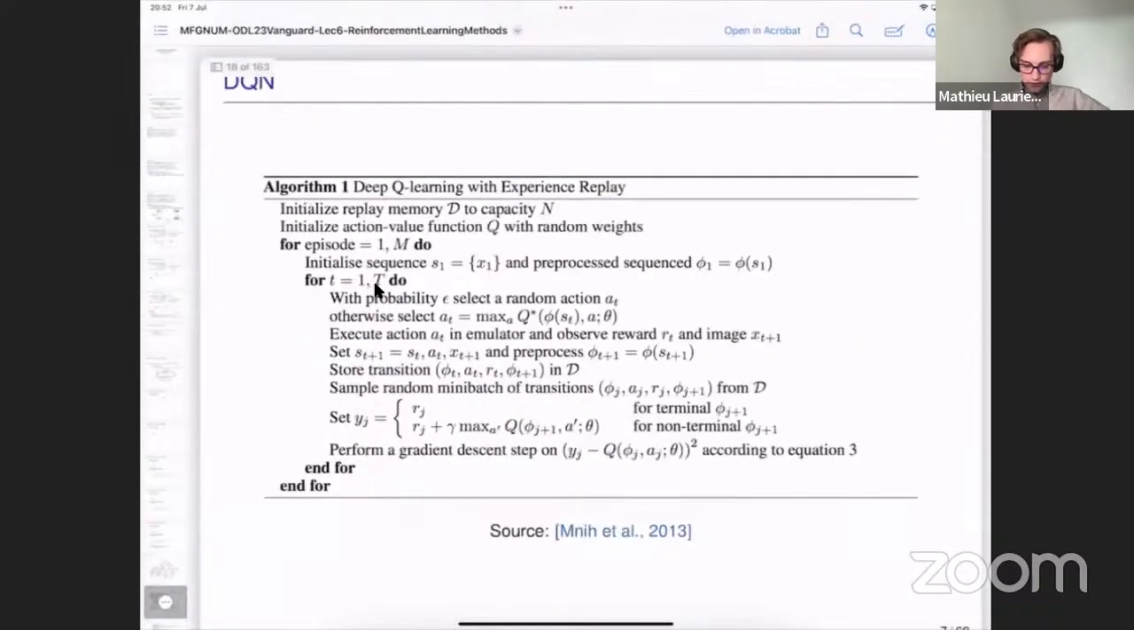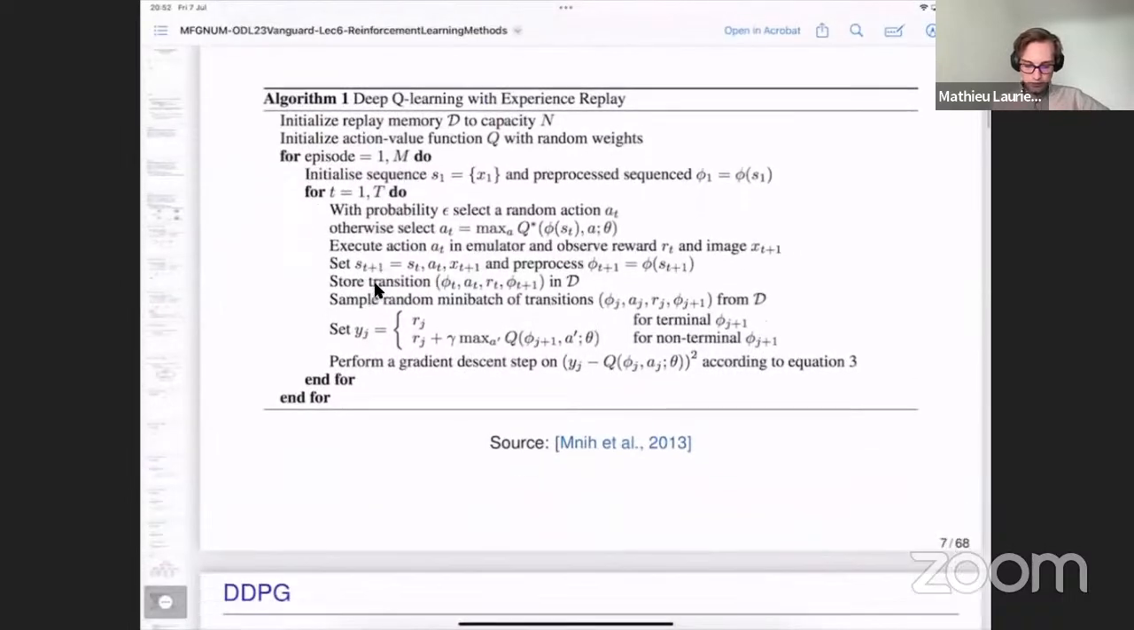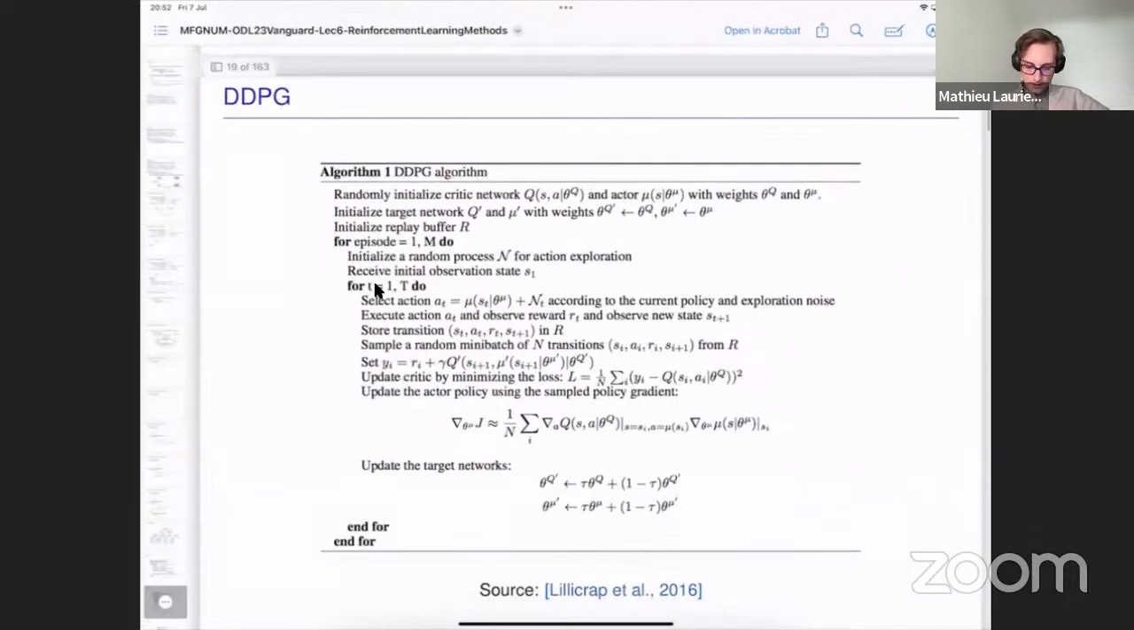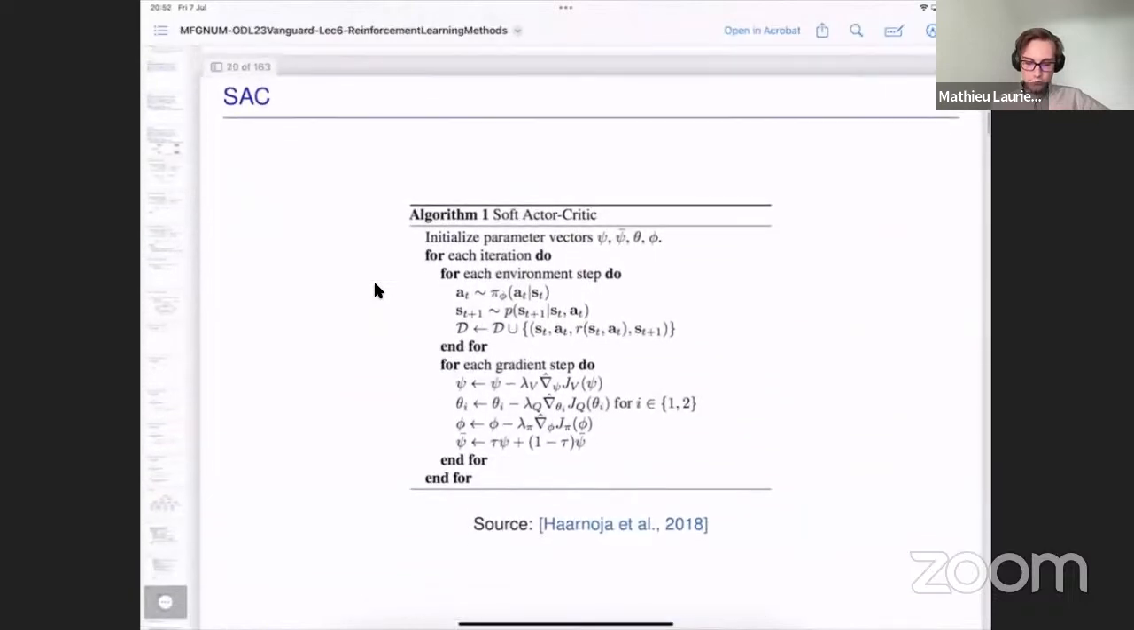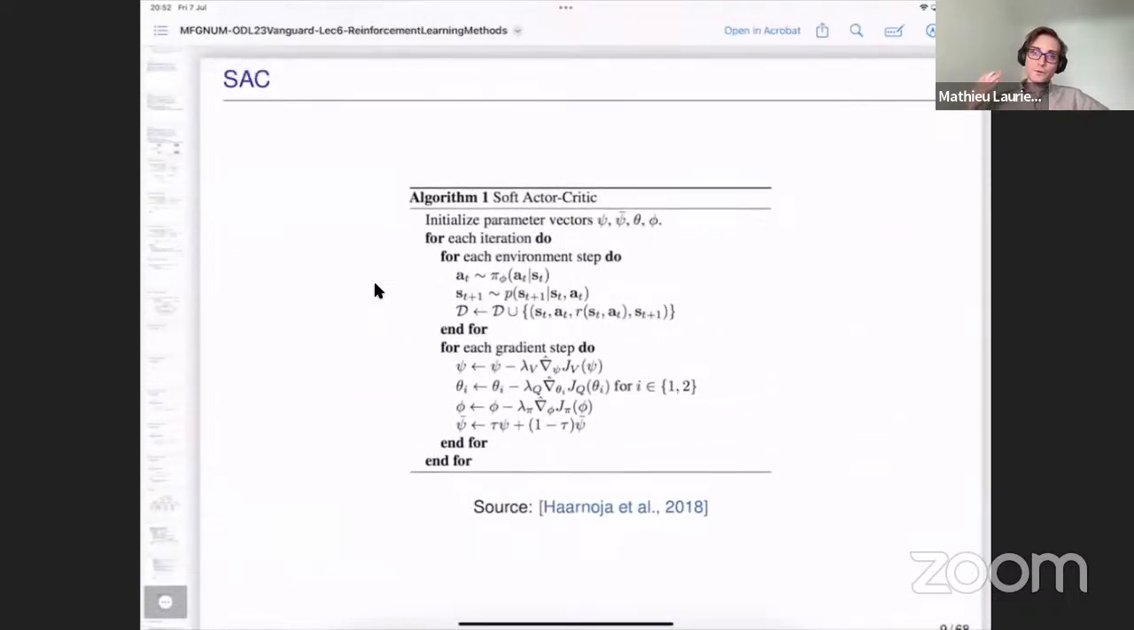So here is the algorithm for DQN. I'm going to skip that, but you can take a look. The algorithm for DDPG and the algorithm for SAC. Actually, I'm going to present later on numerical experiments that use some of these methods. So that's why I just wanted to provide the algorithm. And these are screenshots from the paper. So you can find the references here.